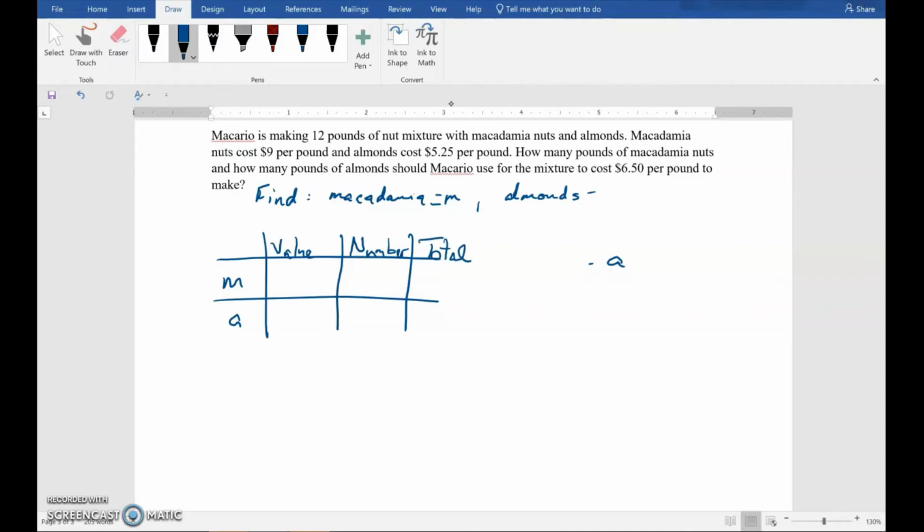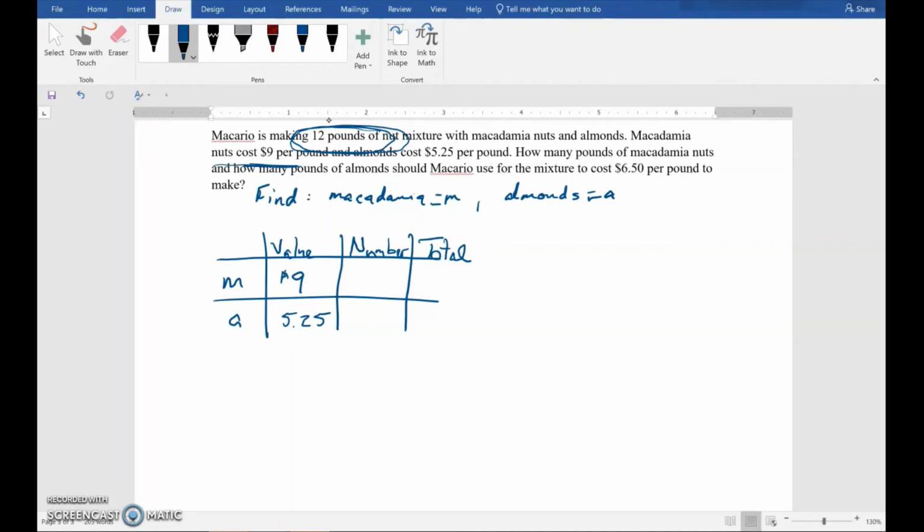So what's the value of the macadamia nuts? The macadamia nuts cost $9 per pound. And what's the value of the almonds? The almonds are $5.25. The number, are we given a relationship between the two? I don't see a relationship, but I know he wants to make 12 pounds total. And so, where did that come from?